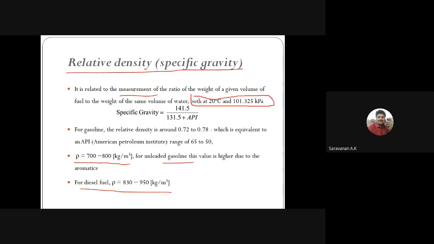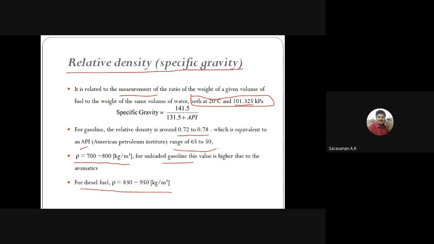The temperature is around 20 degrees Celsius and the pressure will be the atmospheric pressure, that is 101.3 kilopascal. Then the relative density for the gasoline is around 0.72 to 0.78, which is equivalent to the API standards, that is the American Petroleum Institute. The range will be 65 to 50, right? So up to this we discussed in the last class.